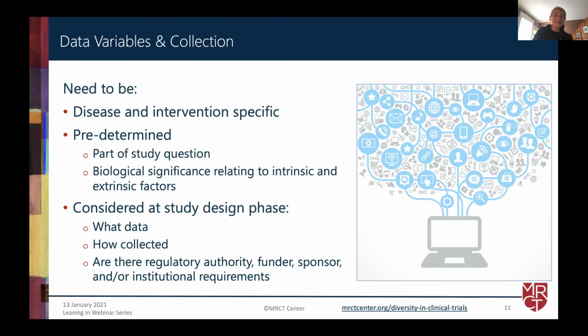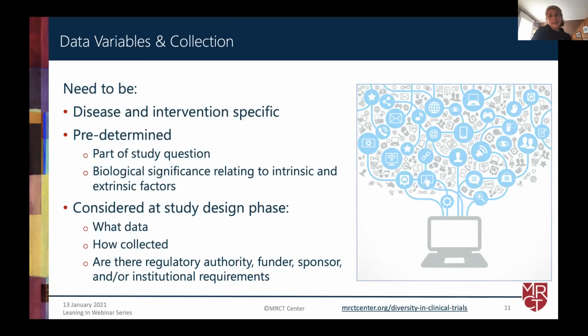So in the context of any trial, the demographic and non-demographic variables collected will depend on the disease and intervention being studied. For example, data variables you might collect for a novel treatment for a rare subtype of cancer may be different than the variables you may collect if the study is looking at depression in high-risk youth, which may again be different from those of a COVID-19 vaccine trial. The data variables should be predetermined and part of the study question. There should be careful consideration for the biological significance relating to those variables.